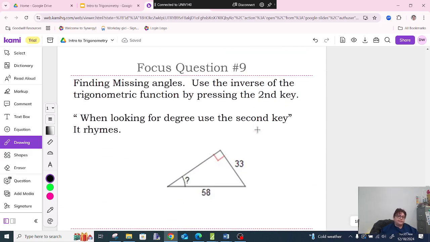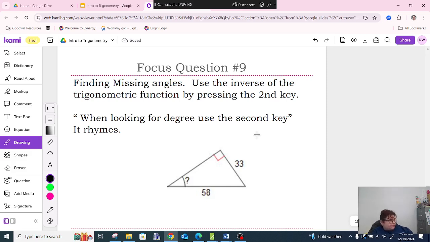Okay, now this is different. And I made a little rhyme. When looking for a degree, use your second key. Now, I don't know on these new calculators that you're using what they have. Yeah, they have a second. Do you all see the second key, the blue key? So when you're looking for a degree, use the second key.